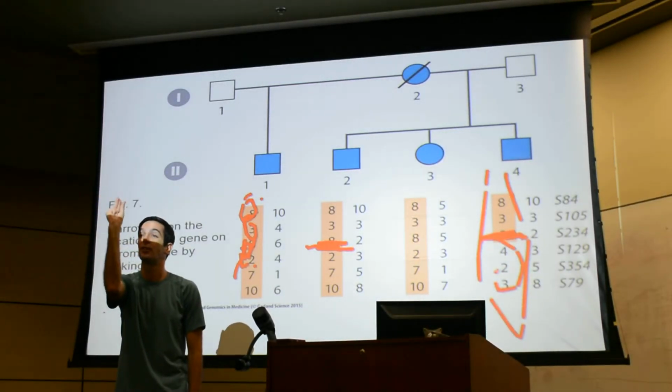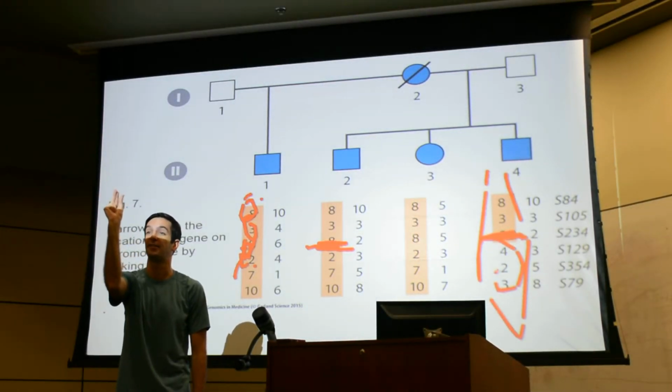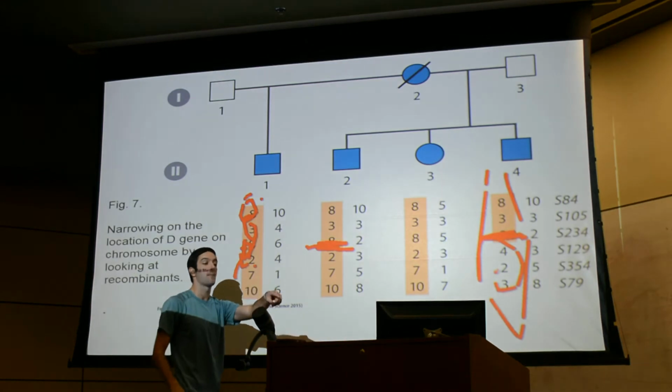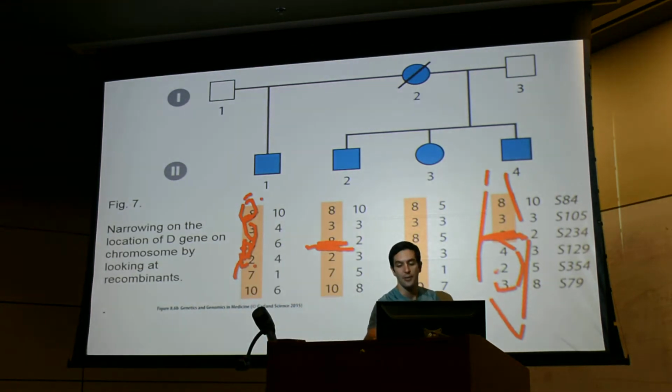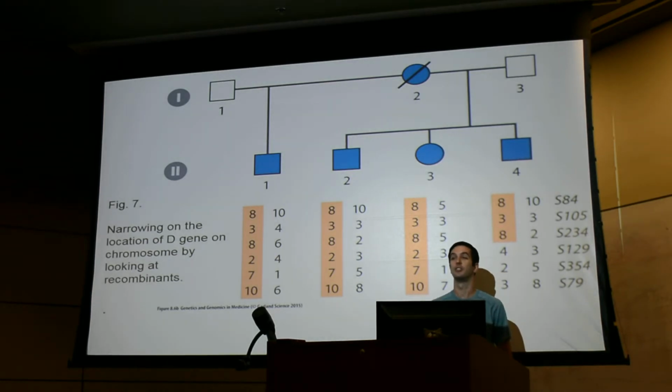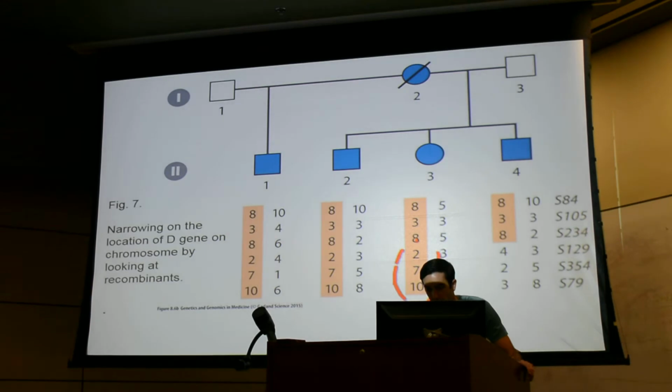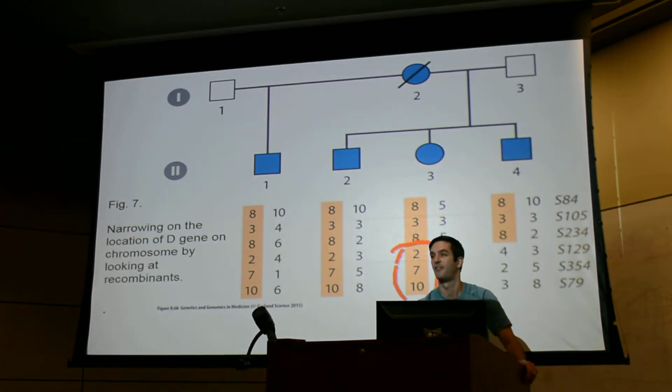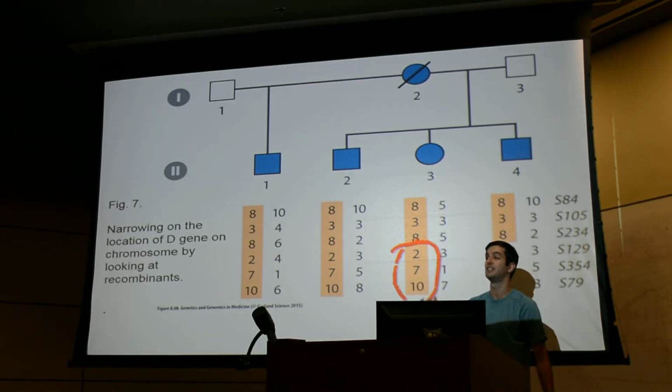I know an even smaller area of the DNA where it has to be in. If there was a recombination event and this person was not shaded, I would know for sure where the disease gene is. It'd be somewhere in these bottom three because this person is not affected. This person is, however, affected, and they still have the disease.